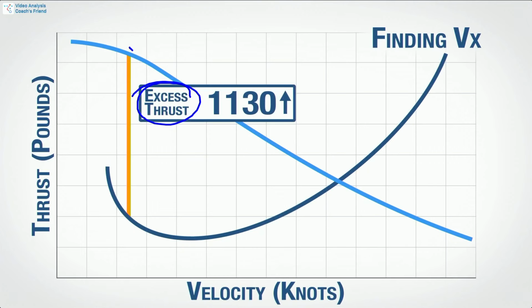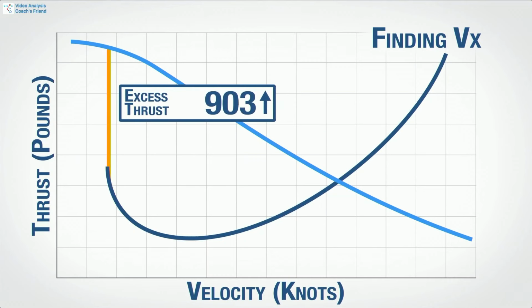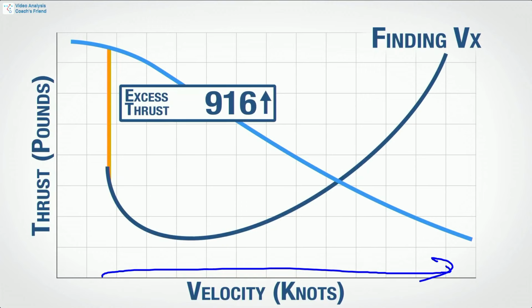So basically, the biggest difference between this part of the curve and that part of the curve, where this line is the largest. So what I'm going to do is start back at the beginning, and we're just going to move forward. We're going to increase speed along this chart. And this box right here will measure our excess thrust. The up arrow means that we're getting more and more excess thrust. When that changes to a down arrow, that'll tell us we're getting less and less excess thrust.